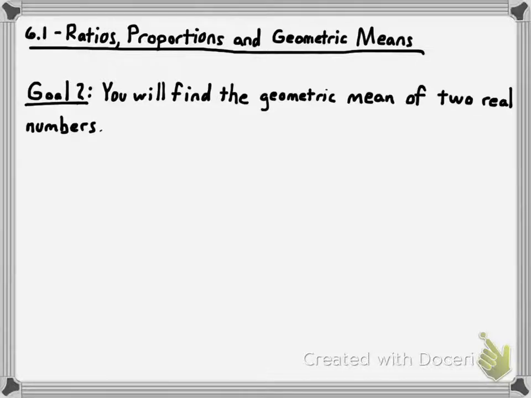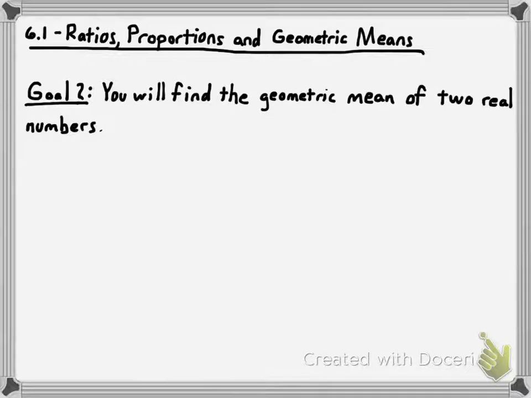Greetings, everybody. We're going to continue our lesson in section 6.1 regarding ratios, proportions, and geometric means. And this time we're going to focus on the latter of that trio, geometric means. And what you're going to learn in this video, quite simply, is how to find the geometric mean of two real numbers.